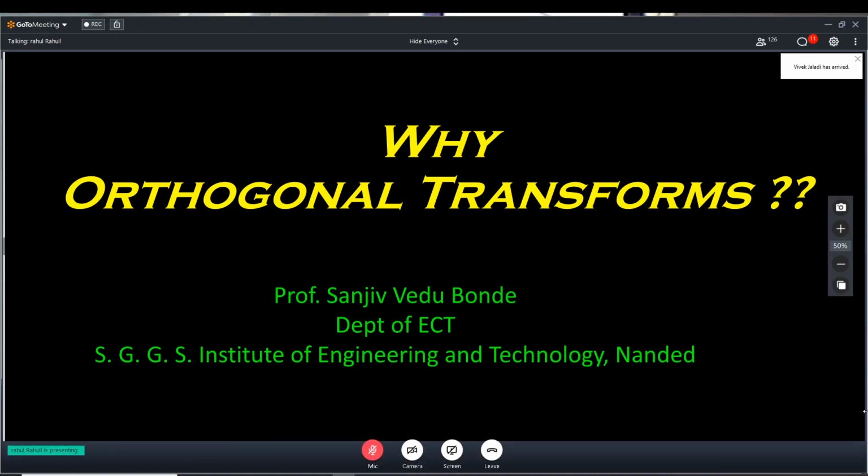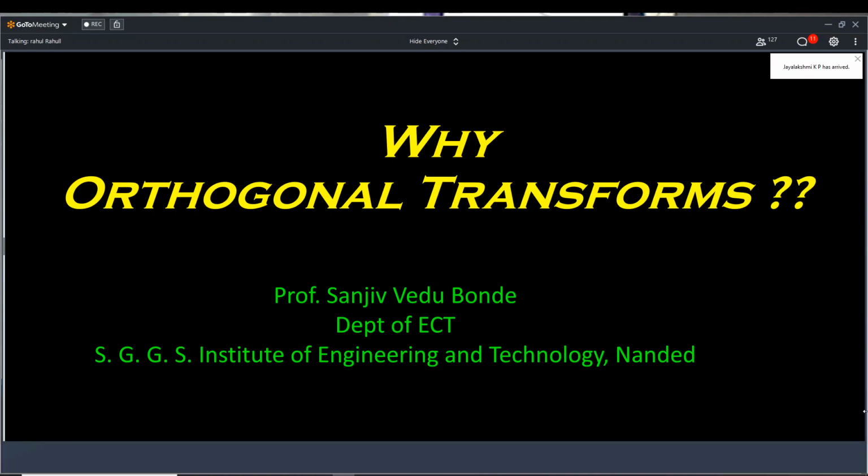So these are the advantages of the orthonormal transformation. Most of the time it is implicitly assumed that orthogonal transformations are also orthonormal transformations, because if the basis functions do not have norm 1, then we can easily convert them to have norm 1, or norm unity.